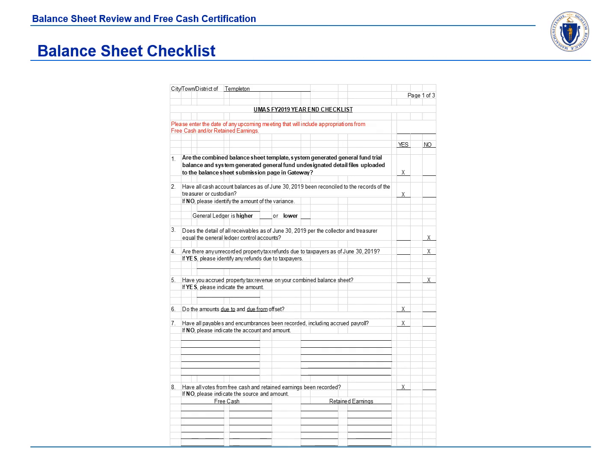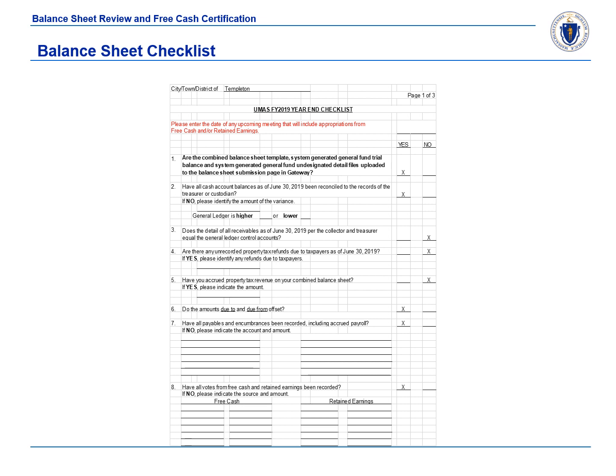As stated earlier, one of the requirements for the certification of free cash is the balance sheet checklist. This blank form can be found on the balance sheet landing page in the balance sheet module in Gateway. It is completed by the accountant or auditor. Once completed, this form must be uploaded in Gateway to the balance sheet checklist page. This, along with the combined balance sheet, is a very important form used in the certification of free cash.